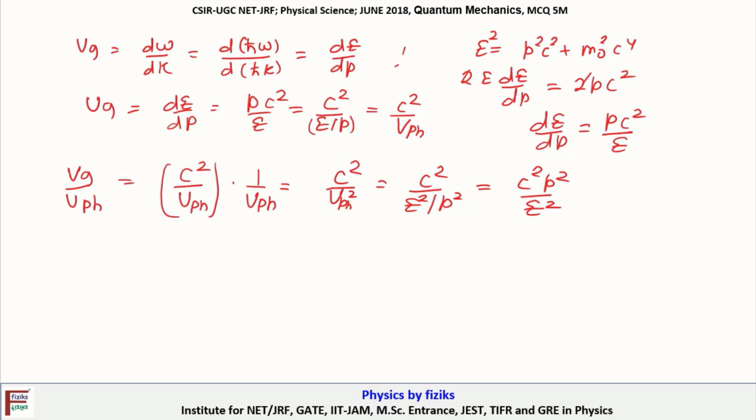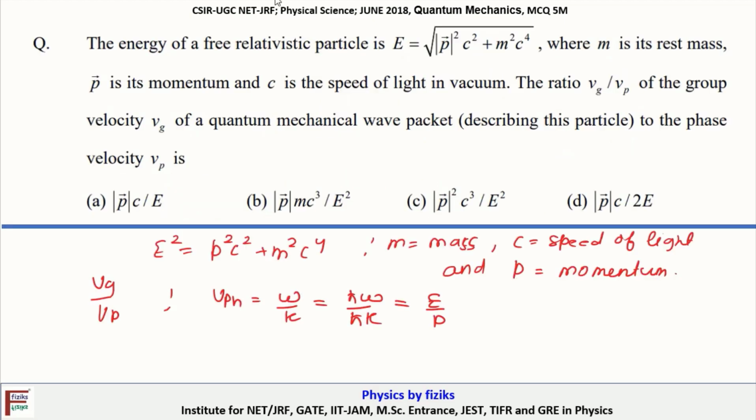So our correct answer would be here. This option should have C. So this is a typing error. Option C is given as p squared c squared by E squared.